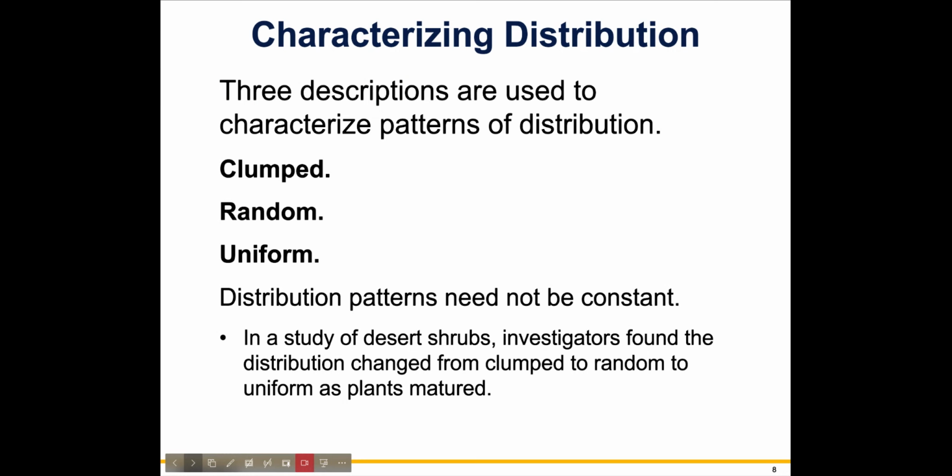And when we take all of those together, we really get three distribution patterns, or three ways in which living things find themselves around resources in their environment. There is a clumped distribution, a random distribution, and a uniform distribution. Now, that being said, the distribution pattern doesn't always have to stay the same for that population. It can change based on what's happening within that environment.